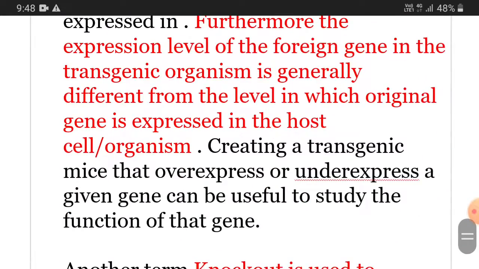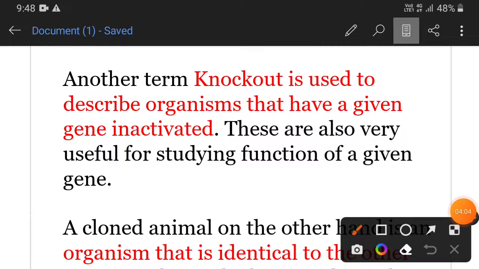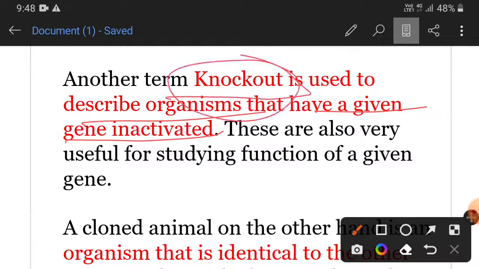Okay, clear? So now we will talk about knockout genes. What is the meaning of knockout organisms? I think you may have heard about knockout mice. So what is the meaning of those things? Remember, knockout means when we are giving a foreign gene which is inactivated. That means an organism having an inactivated foreign gene will be referred to as a knockout mouse or knockout organism. And they are also very useful for studying the function of that gene.